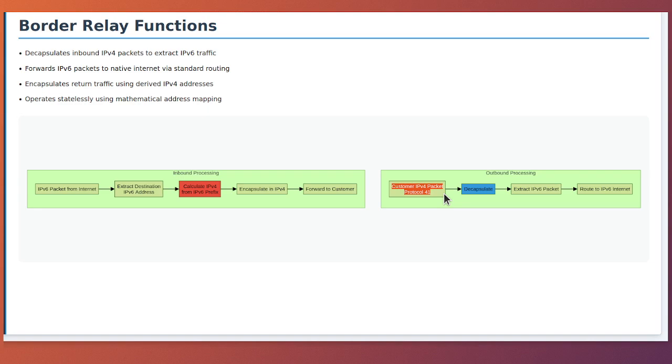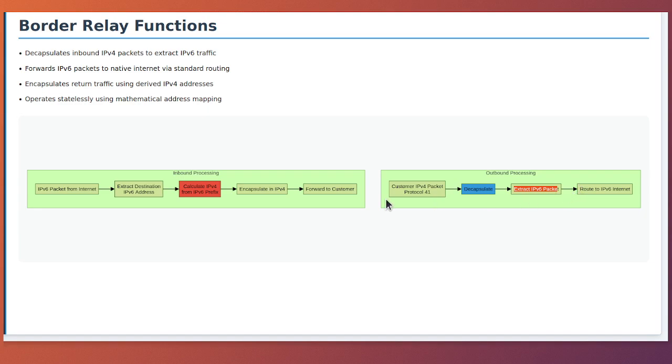Its first task is decapsulation. It strips off the outer IPv4 header to reveal the original IPv6 packet inside. This IPv6 packet contains source and destination IPv6 addresses. The source address will be from the customer's 6RD derived prefix, which means it embeds the customer's IPv4 address. The destination will be some address on the IPv6 Internet. The border relay then forwards this IPv6 packet onto its native IPv6 interface using standard IPv6 routing.